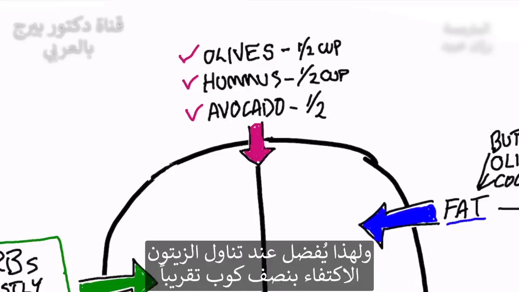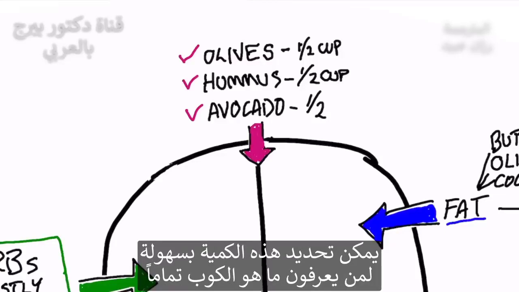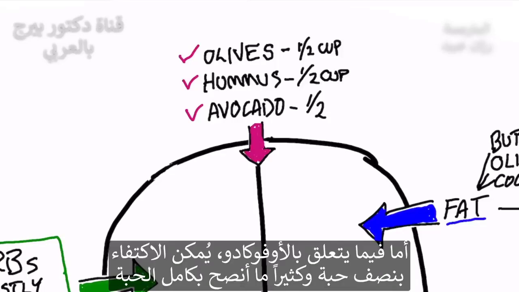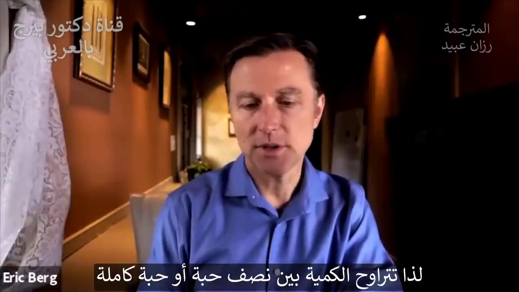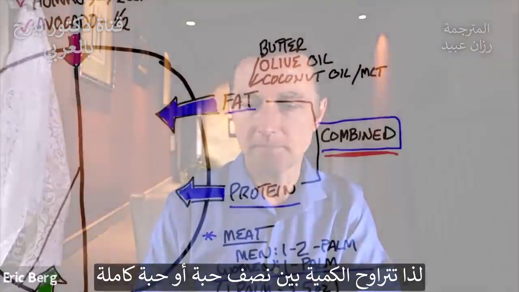And so if you're going to do olives, roughly that would be like a half of a cup. And you can pretty much judge that if you know what a cup looks like. Hummus, same thing, half of a cup. Avocado, we're just talking about a half of an avocado, or a lot of times I'll just do a whole avocado. So roughly between a half to a whole.